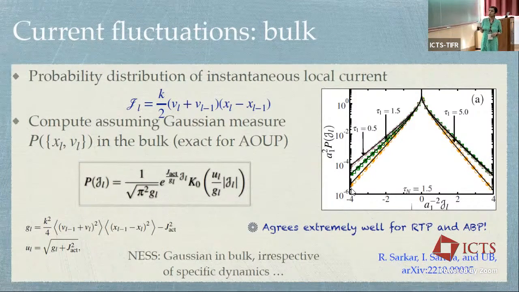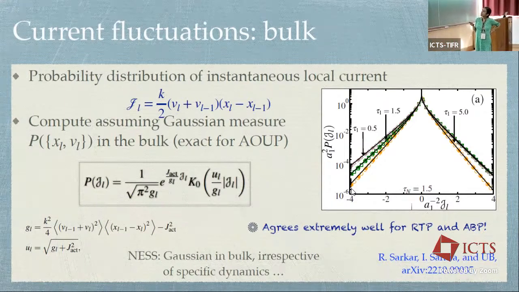So this is the form. It involves a Bessel function. This of course is exact for AOUP, where the measure is actually Gaussian, but for RTP and ABP we don't have any proof that this is Gaussian, but it looks Gaussian in the simulation. So we calculated the local current distribution anyway, and surprisingly, we saw that it actually matches. Here is a plot of the current distribution for a fixed tau n and different values of tau 1, and the black lines are the distribution calculated using this Gaussian assumption, and you see that they match quite well.